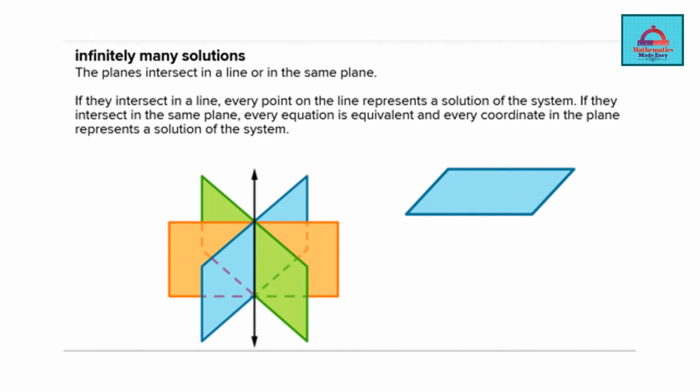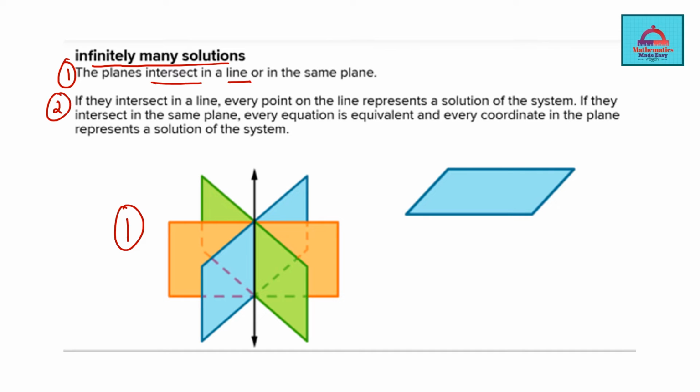The next case is the second case, where you have infinitely many solutions, and there can be 2 ways in which the graphical representation can be done. The first case here is when the 3 planes, as you can see, the blue, green, and the orange, meet in a specific line. So this black vertical line that you can see, all the points that are lying on this line will be the solution. There are so many points, therefore it is the case of infinitely many solutions. So that's the first one, when the planes intersect in a line. All the points which are lying on this line will be a solution of the system.